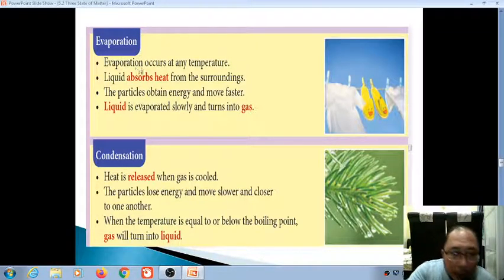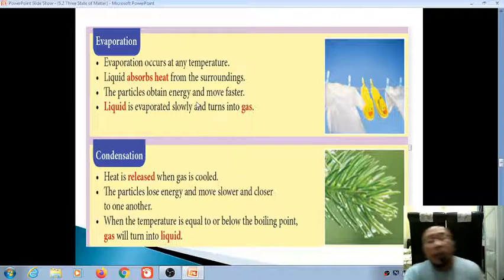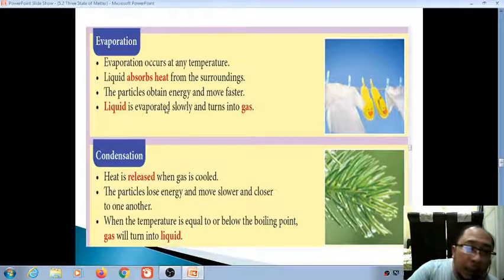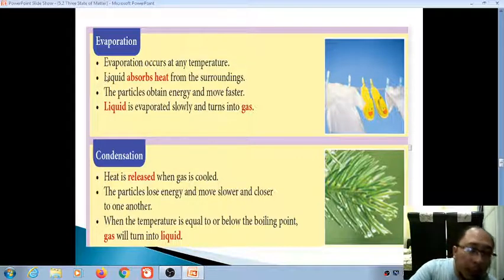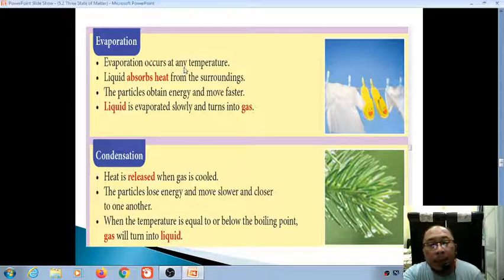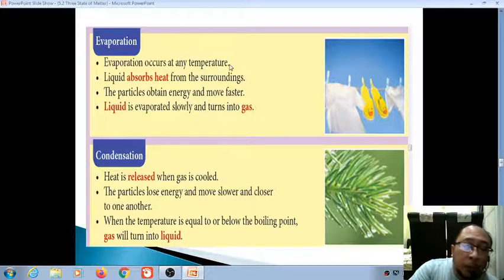Okay, what about evaporation? Evaporation occurs at any temperature. Evaporation is a process in which liquid turns into gas, and the particles involved are at the surface only. It will not involve all the particles in the liquid. So evaporation occurs at any temperature compared to boiling. Boiling occurs at the boiling point only.